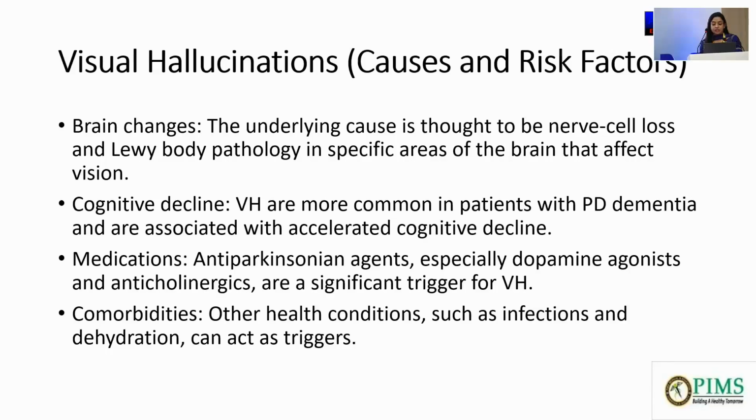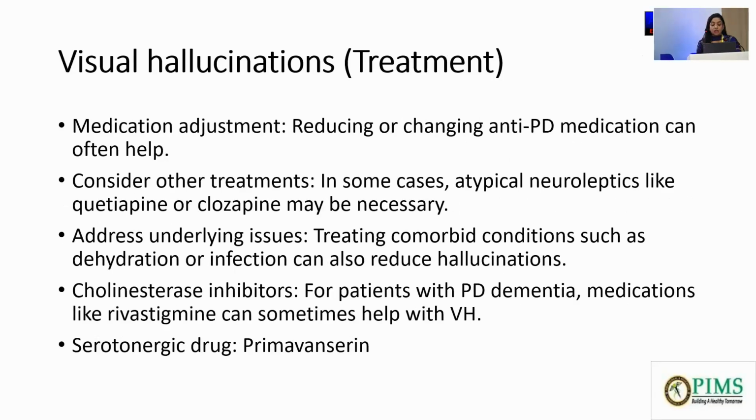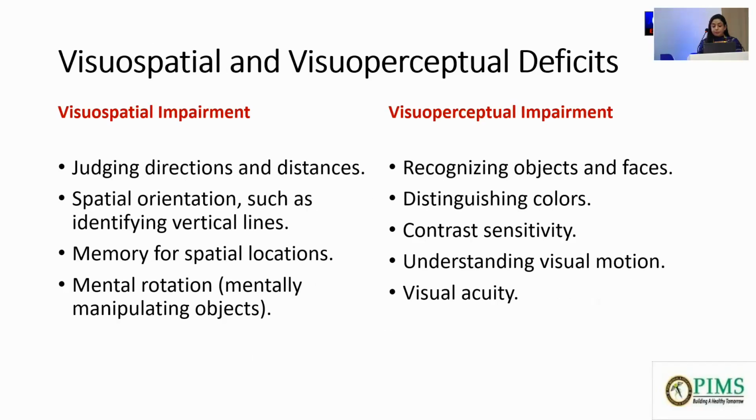Other health conditions such as infection or dehydration can also act as triggers. So medication adjustment forms a very important aspect of treatment in case of visual hallucinations. Reducing or changing the anti-Parkinson medication can help, and prescribing atypical neuroleptics like quetiapine or pimavanserin can be helpful.